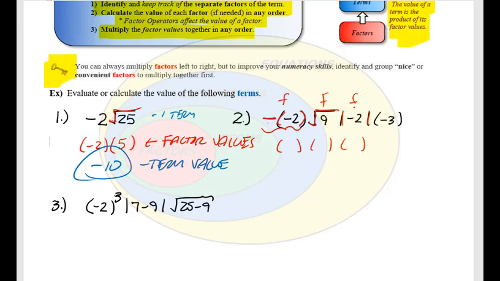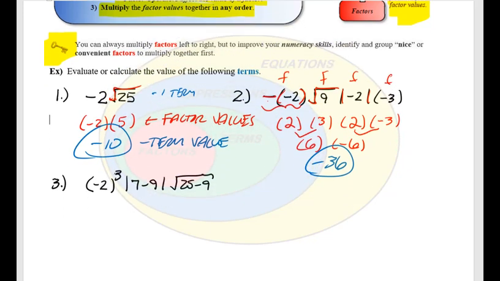The absolute value of negative 2 is another factor. I want the factor value. And then the last factor is a negative 3. So that has no operation on it. So if I go through, the opposite of negative 2 is 2. This factor value would be 2. The square root of 9 is 3. And then the absolute value of negative 2 is 2. So once I have my factor values, I can just start multiplying the factors together. 2 times 3 is 6. 2 times negative 3 is negative 6. 6 times negative 6 is finally negative 36. So again, I need to know all the factor values before I can start multiplying.